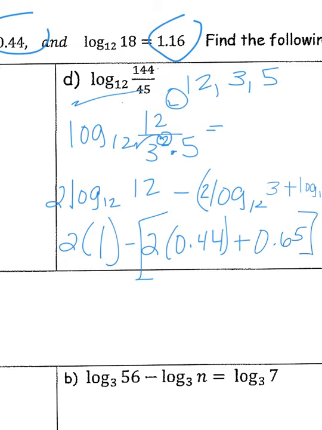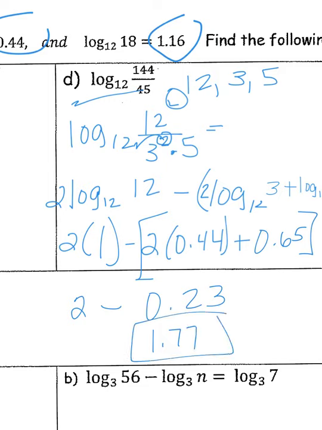Okay, so you're going to go 2 times 1 is 2, minus, so we're going to have 2 times 0.44, and then we're going to subtract 0.65. So for that part, I get 0.23. So 2 minus 0.23, and I get 1.77, and that would be the answer for that particular problem there.